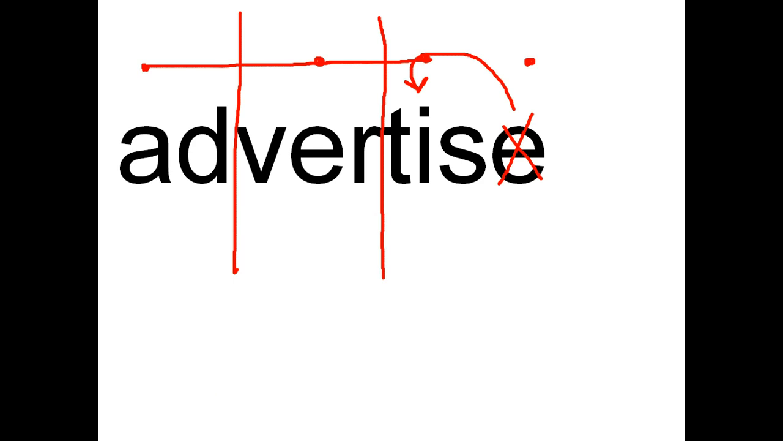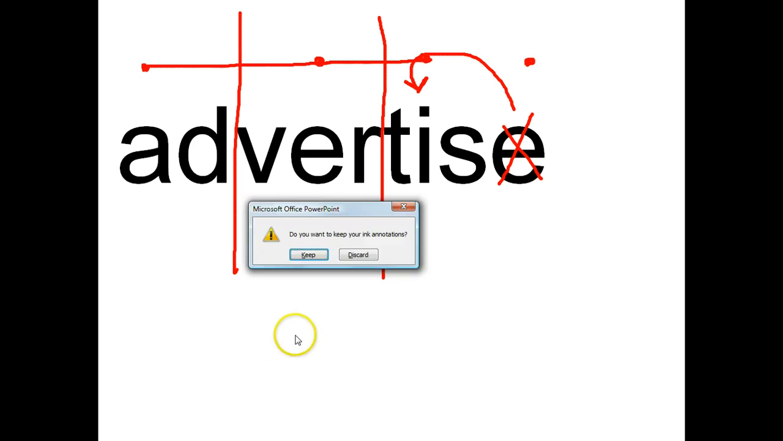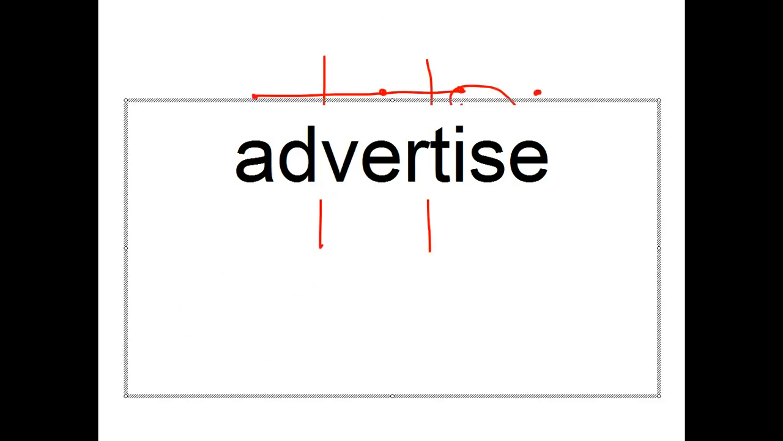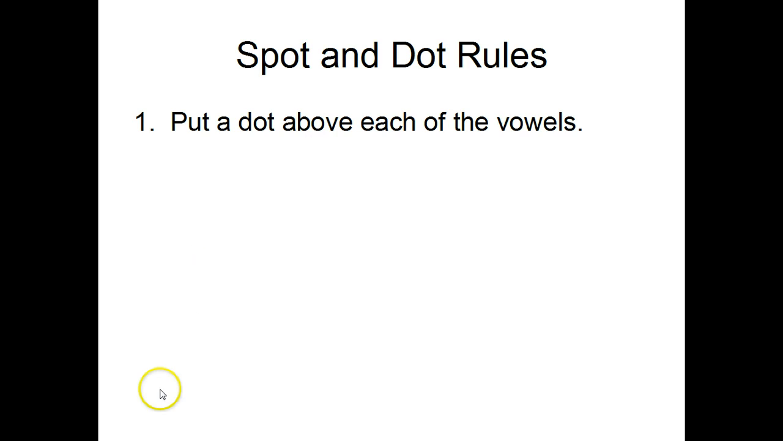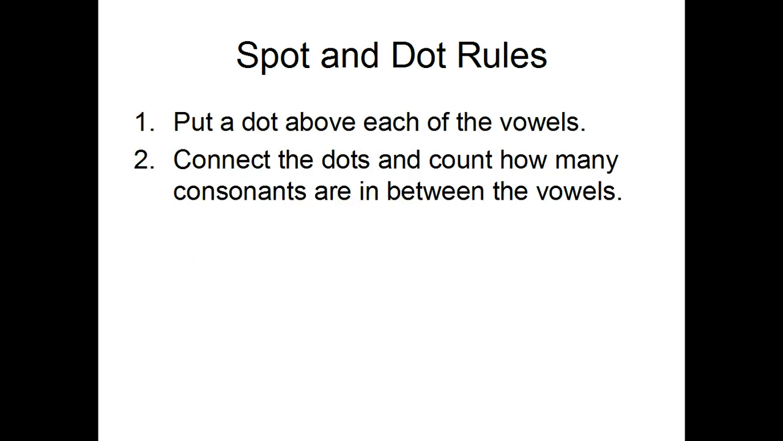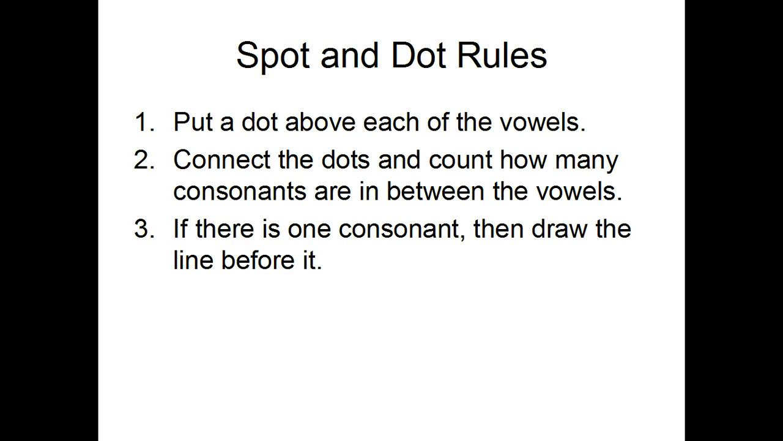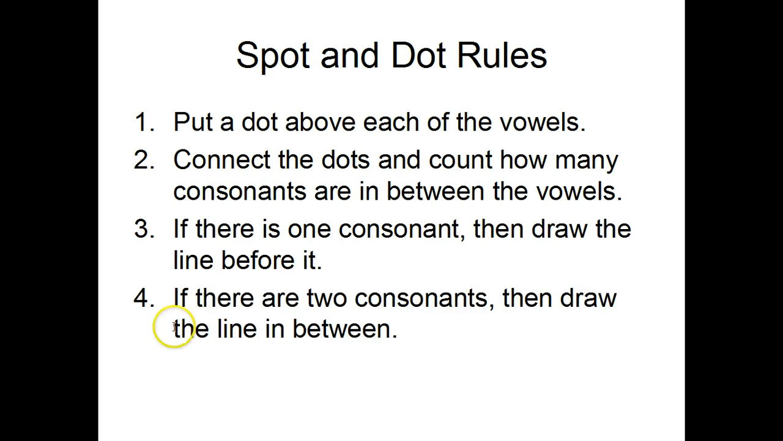So let's take a look now at the rules and how that fit. We put the dot above each of the vowels. We connected those dots, counted how many consonants were in between, and both of those parts had 2, so we had to split them right down the middle. So we had to follow rule number 4 here. If there are 2 consonants, draw the line in between. And then we put each of those parts together and we read the word.